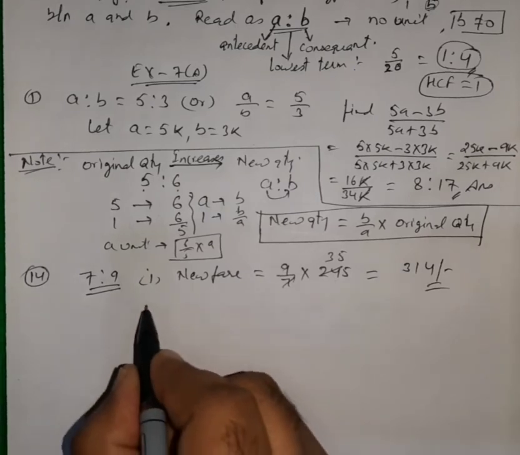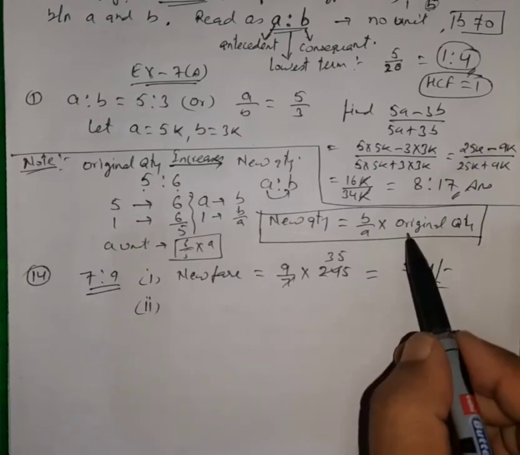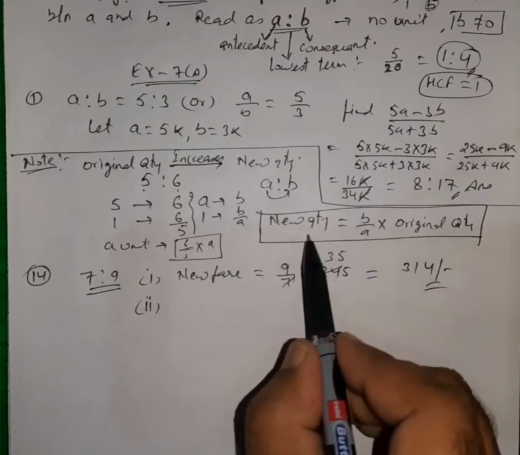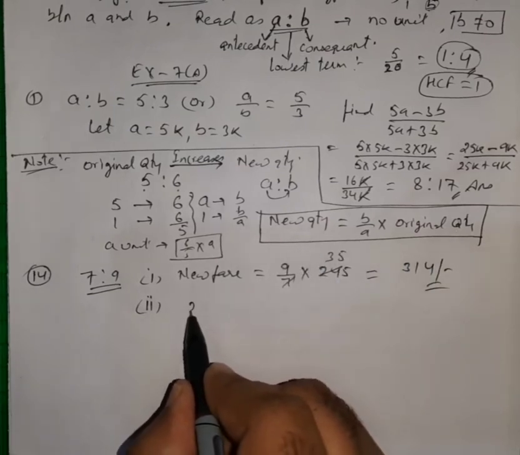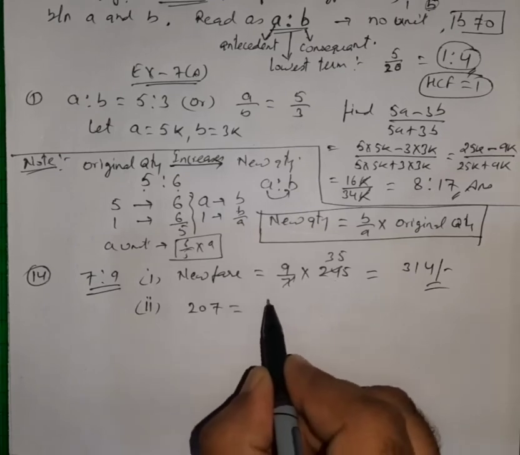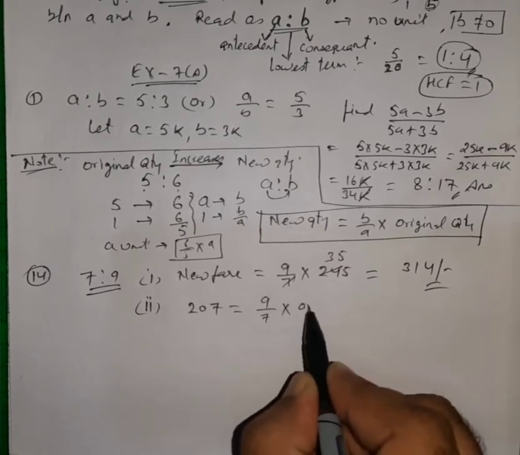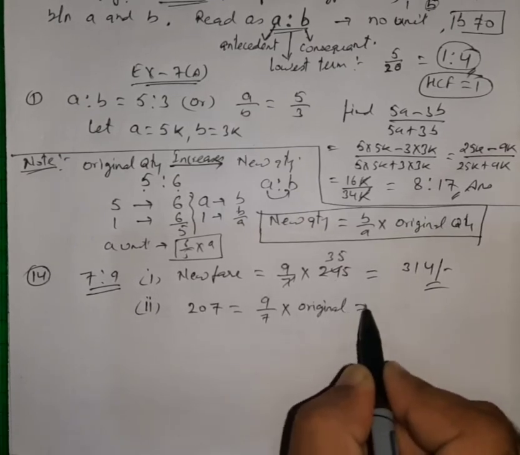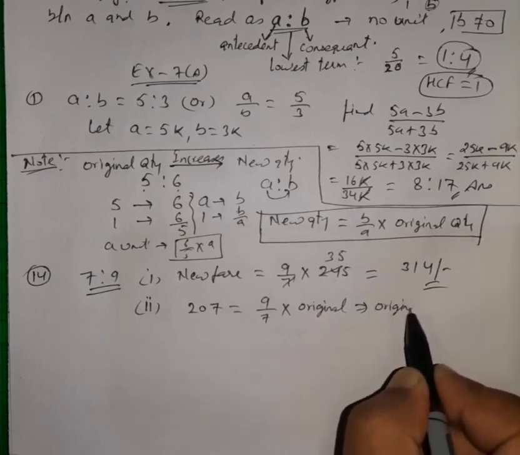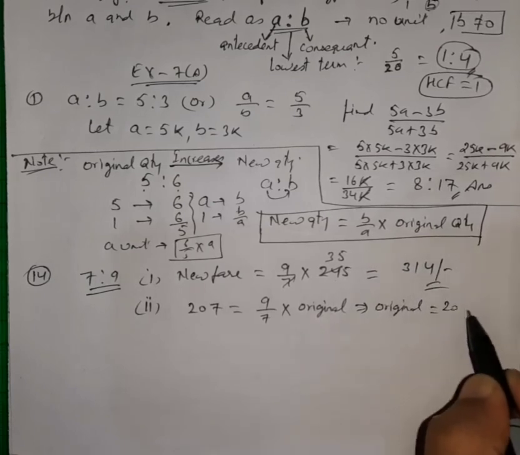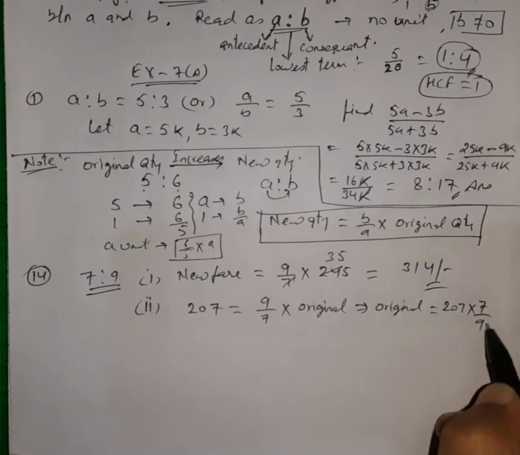Similarly, in the second part, the original is to be found and the new quantity is given. So the increased fare is given as 207. So that will be equal to 9/7 multiply original. So from here we will get original fare is equal to 207 multiply 7/9.